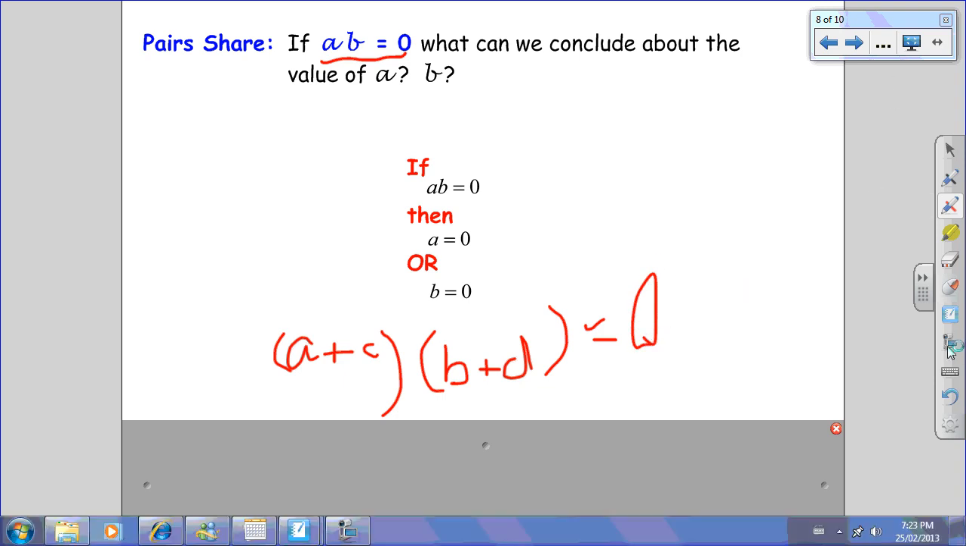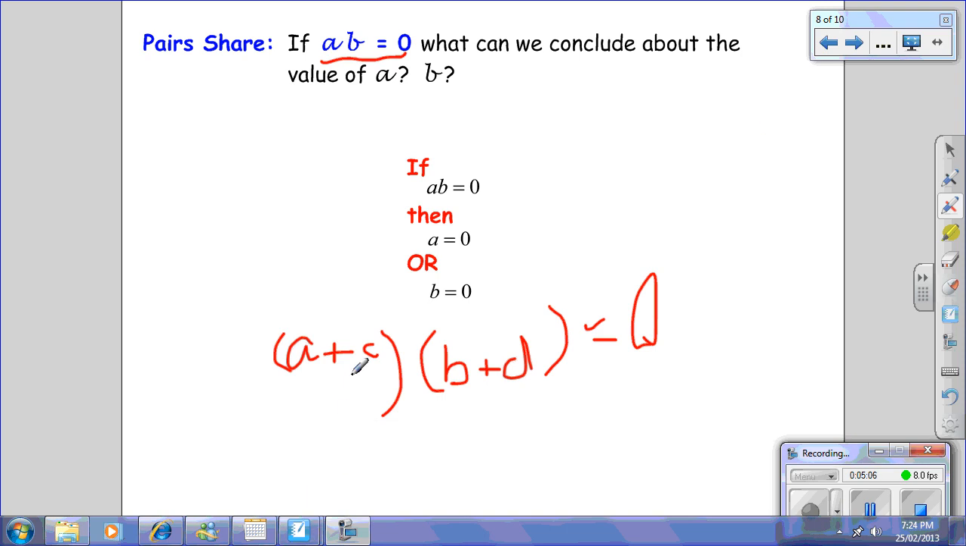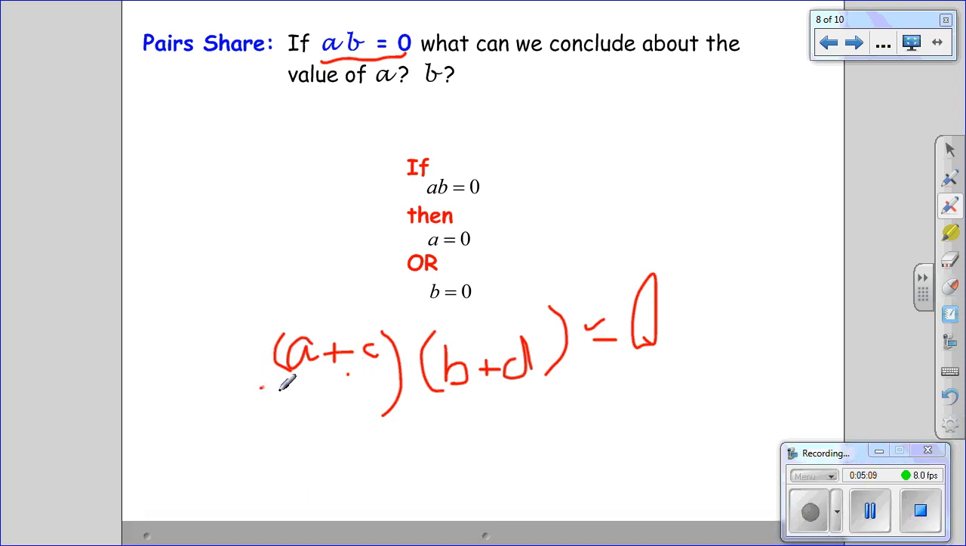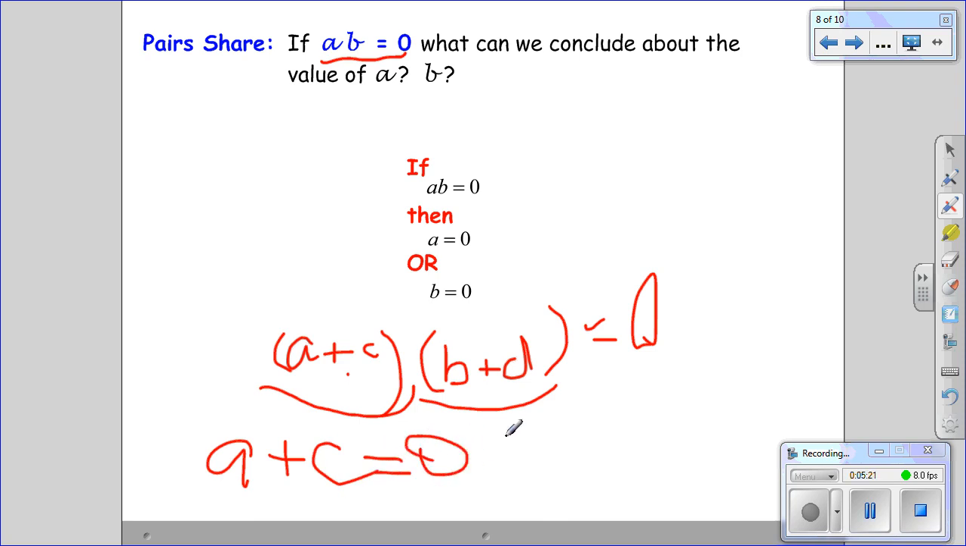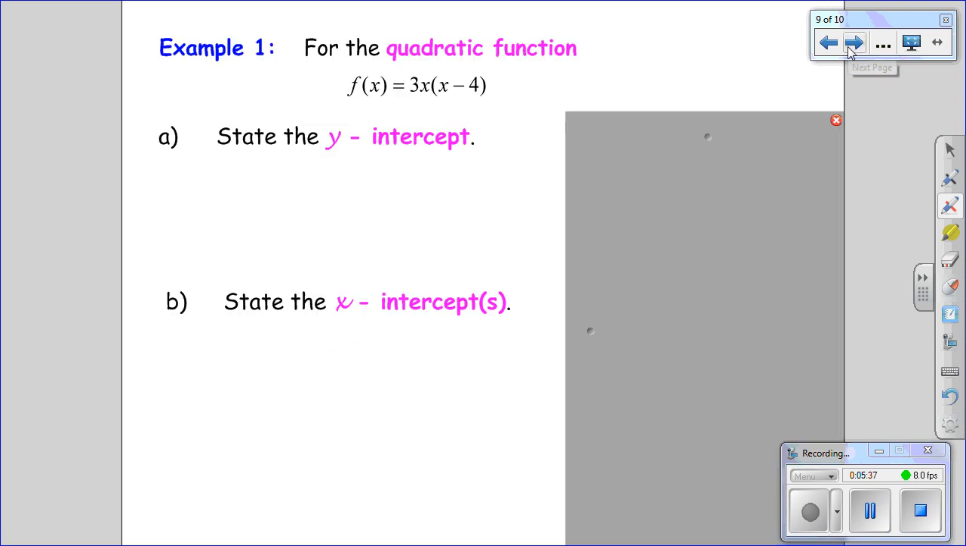if I work with that, and if I look at this now and I use what I just had there, that would be like our A, and this expression would be like our B. So I can say A plus C equals 0, or B plus D equals 0. And then I have two linear equations that I can solve and determine what value will make my equation true.